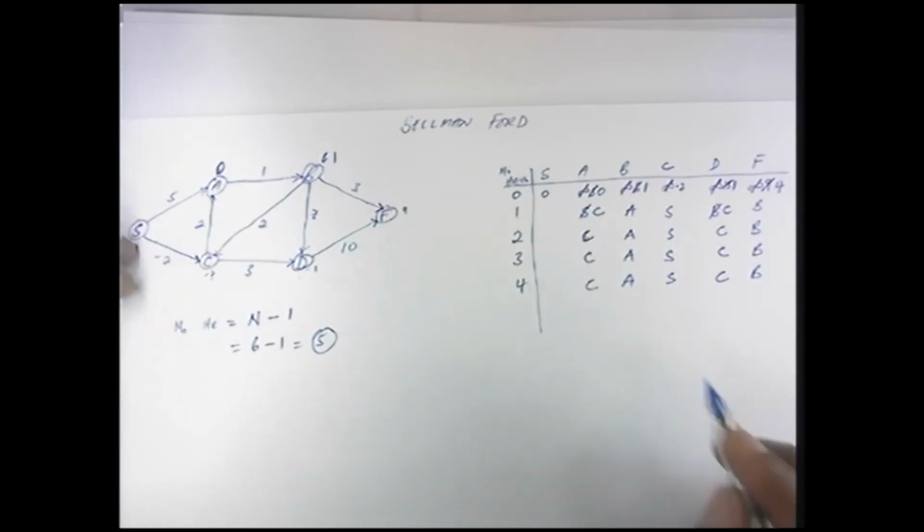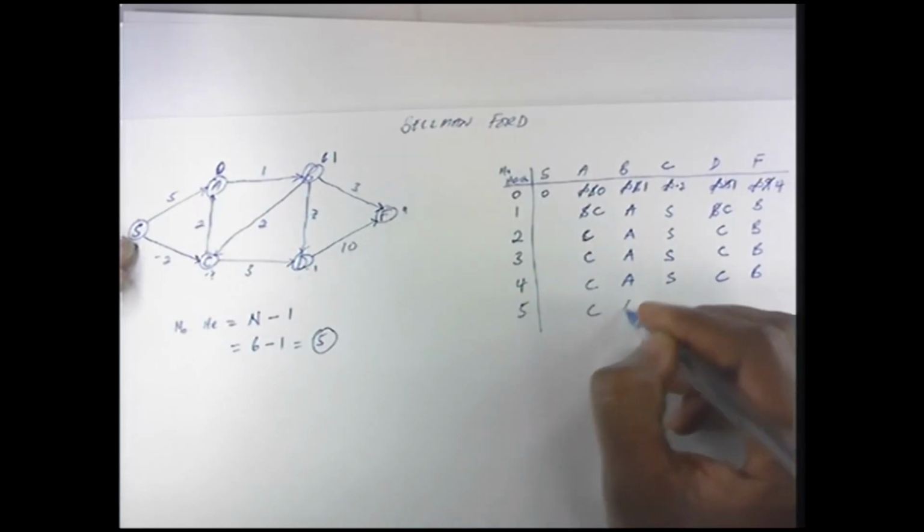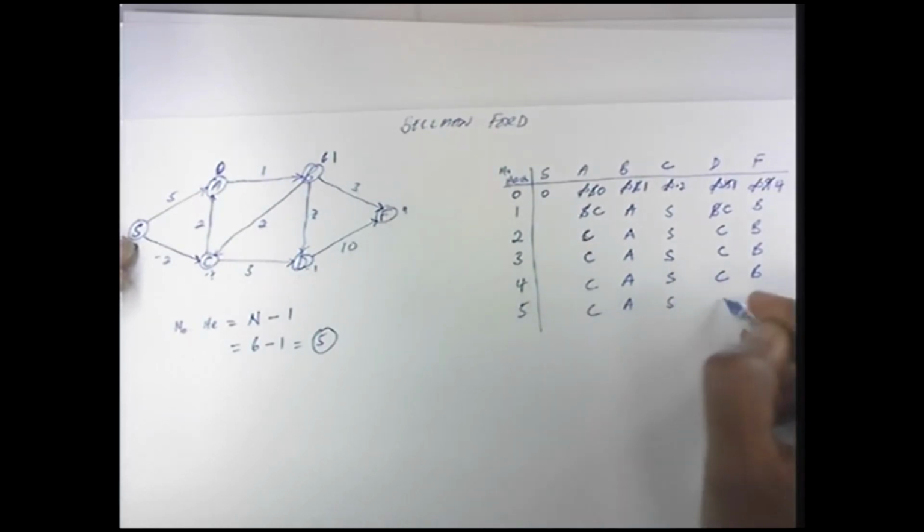Now, we expected to do 5 iterations, but after a number of iterations, if the values don't change, then you can stop at that iteration, and that will give you the shortest distance at that cost. But you can continue with the 5th iteration, and you are sure to get the same values. Run through it and be sure.